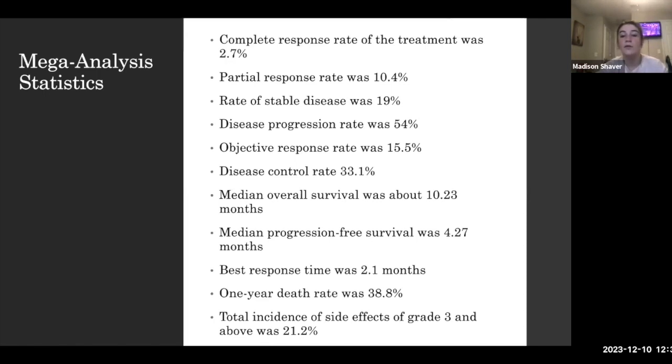The median overall survival was about 10.23 months. The median progression-free survival was 4.27 months. The best response time was 2.1 months. And then the 1-year death rate was 38.8%. The total incident of side effects of grade 3 or above was 21.2%. This mainly includes those 3 side effects that had the asterisk beside them, including the abnormal liver function, fatigue, fever, those kinds of things.